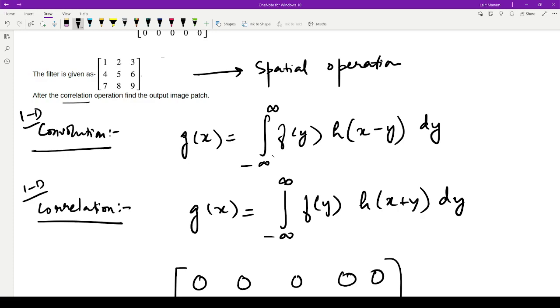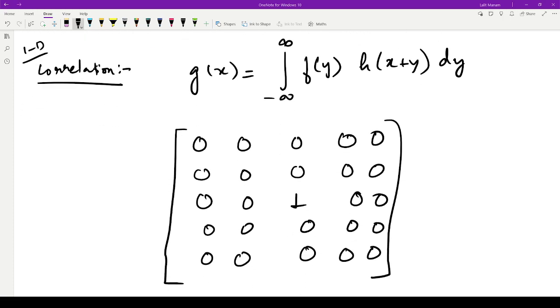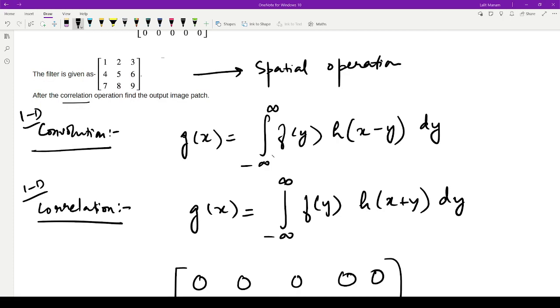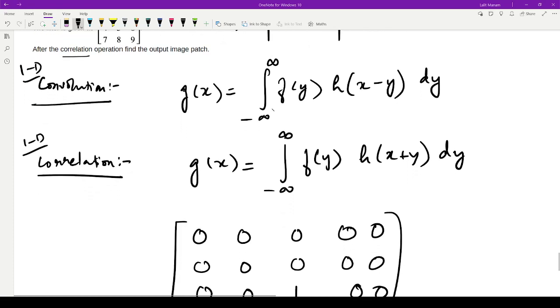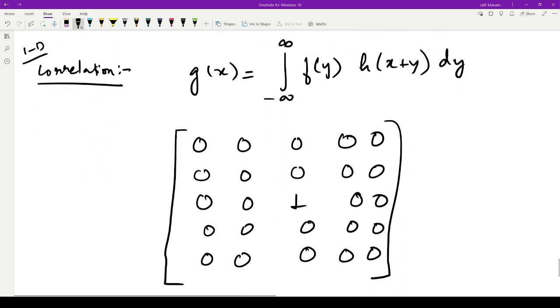First, do the padding for the image patch. Why do you want to do that? Because the filter is 3 by 3 and the image given is 5 by 5. We have to arrange it in multiples of 3. If you don't really want to reduce the image size, you should always pad it. So how much padding do you want? We have to make it 9 by 9. Why 9 by 9?